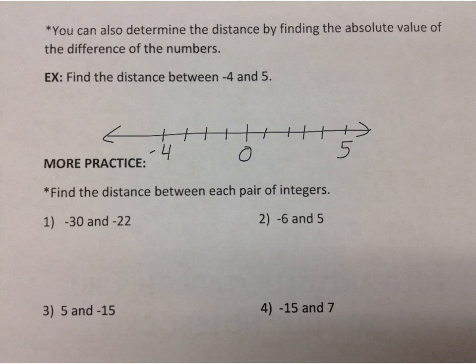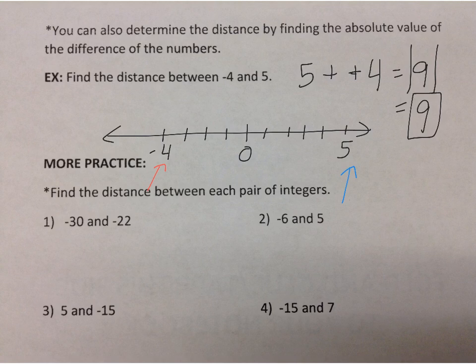So what I'm going to do is take my end point, which is 5, and subtract my beginning point, which is negative 4. So I write it out as 5 minus negative 4. Now 5 minus negative 4, according to my additive inverse, I can do additive inverse. So really I have 5 plus 4, which equals 9. Then I just take my answer, find the absolute value, which is 9 again, and there's my distance between the two integers.